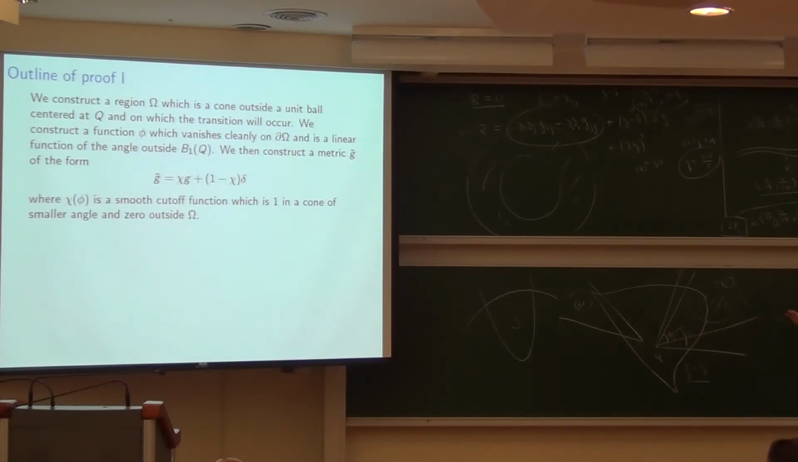So you just patch together the metric G inside with the Euclidean metric outside. I've called that metric G tilde. You have to choose, you have to be a little careful how you patch it.